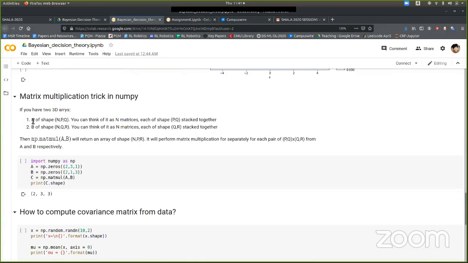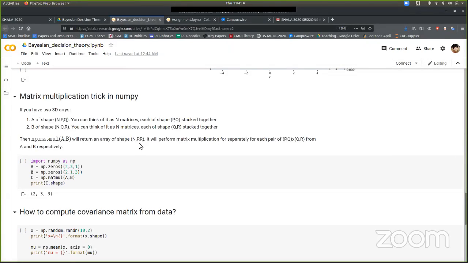Let's say you have A, which is of shape n, comma p, comma q. You can essentially think of it as n separate matrices, and each of them has a shape of p, comma q. And if you have B, a 3D array of shape n, comma q, comma r, you can think of it as n separate matrices, each of which has a shape of q, comma r, stacked together. Now if you call np.matmul on A, comma B, the result will be of shape n, comma p, comma r.